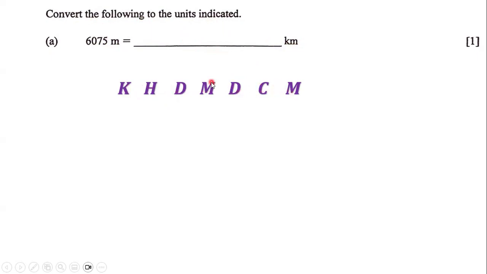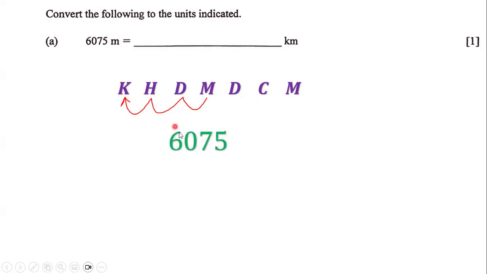And so the K here stands for kilometers, and the M here stands for meters, and this M here stands for millimeters, and this C stands for centimeters. But we want to focus on meters and kilometers. So we have to move from meters to kilometers. And so we're going to move 1, 2, 3. So that means that we move 3 times.